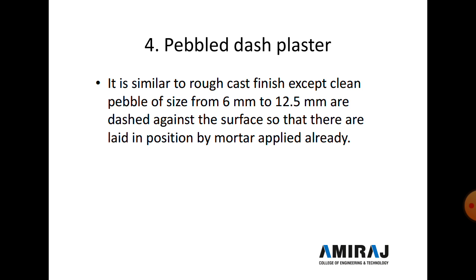So it is similar to the rough cast finish, except clean pebbles of size 6 mm to 12 mm are dashed against the surface, so they are laid in position by the mortar applied already. So here the third and fourth types, debtor plaster and pebble dash plaster, are near to each other, but here the pebble size is fixed, 6 mm to 12 mm.